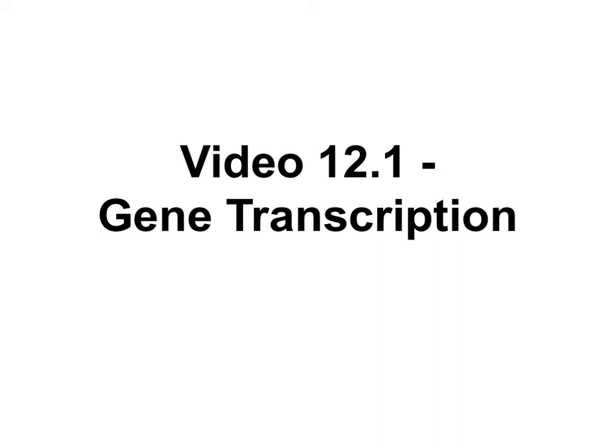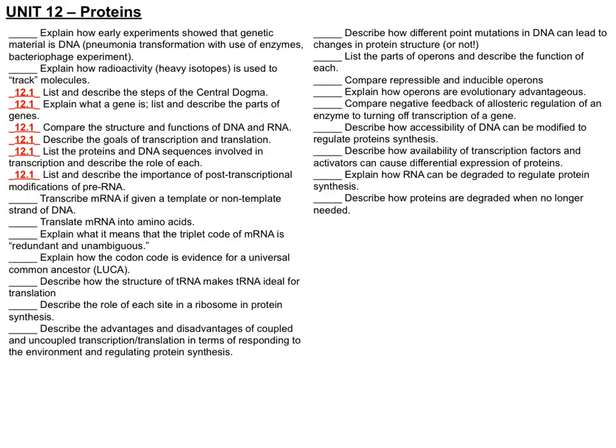Unit 12 in our class deals with how information encoded in DNA turns into traits in organisms. The first step of that process is covered in this video. This is video 12.1 on transcription. There's a lot to cover here, so pause the video if you want to take a closer look at these goals. Otherwise, let's press on.